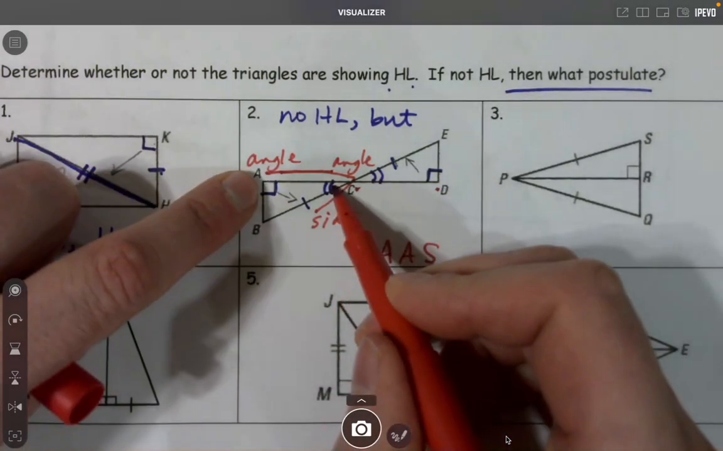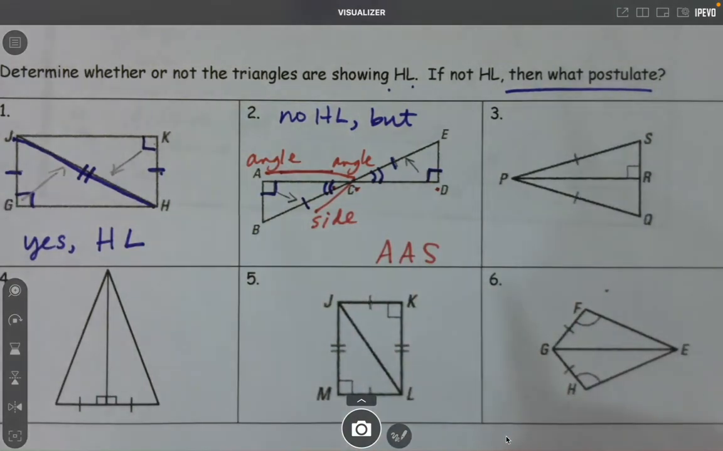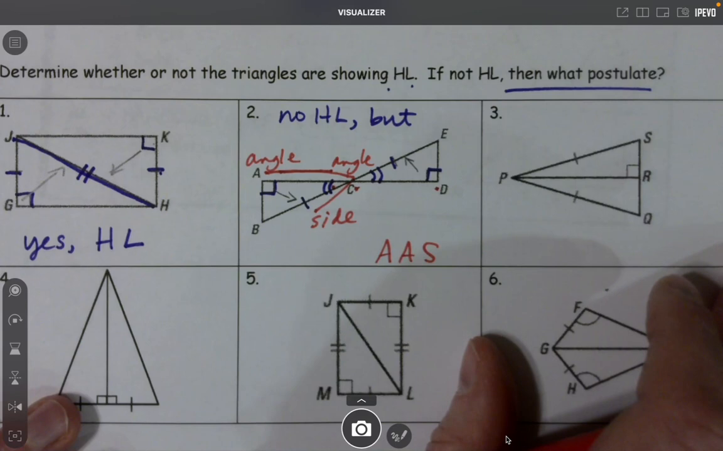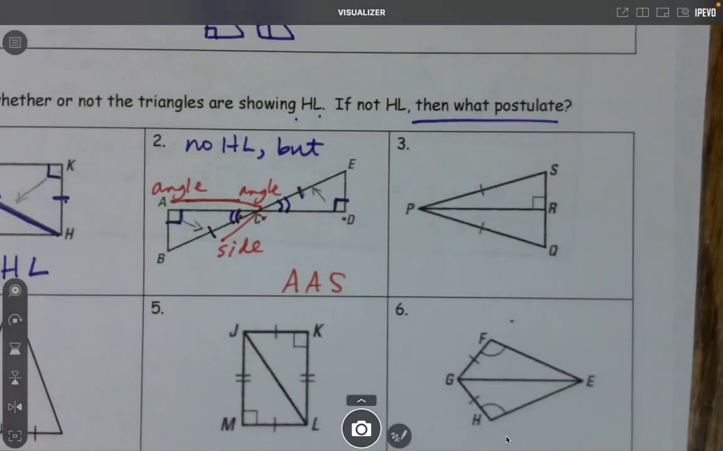So I have two angles, and I have a side connected to one of those angles. So they show angle, angle, side. So they are congruent, but it's not hypotenuse leg. All right, let's look at the next one.